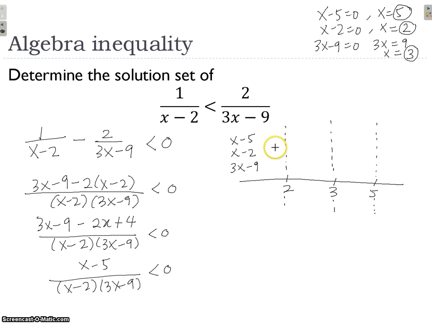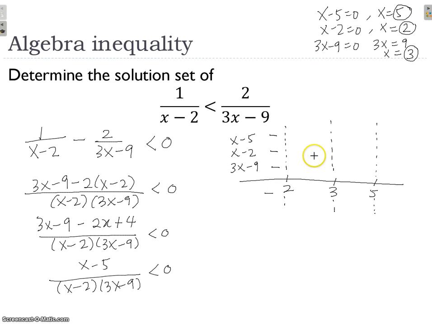Let's choose one value which is less than 2, for example 1. If you substitute 1 into x minus 5, so 1 minus 5 you get negative 4. So obviously there's a negative sign here. If we substitute 1 into x minus 2, it means 1 minus 2, negative 1, we get another negative sign. For 3x minus 9, 3 minus 9, negative 6, another negative. If we combine these 3 signs, we will have a negative here.